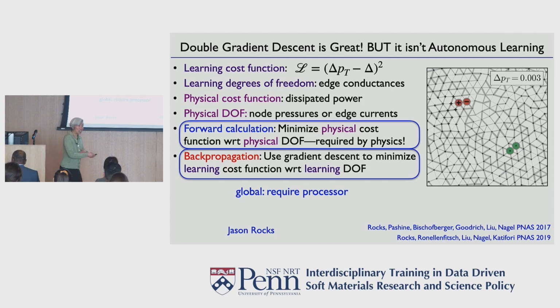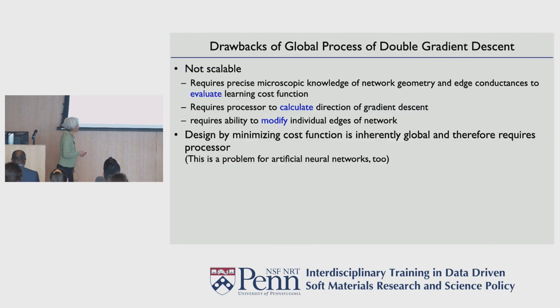So this network is not learning on its own how to do this. And these are global processes, and they require knowing every little detail about the network. You have to know everything about the network. You have to know all the edge conductances.